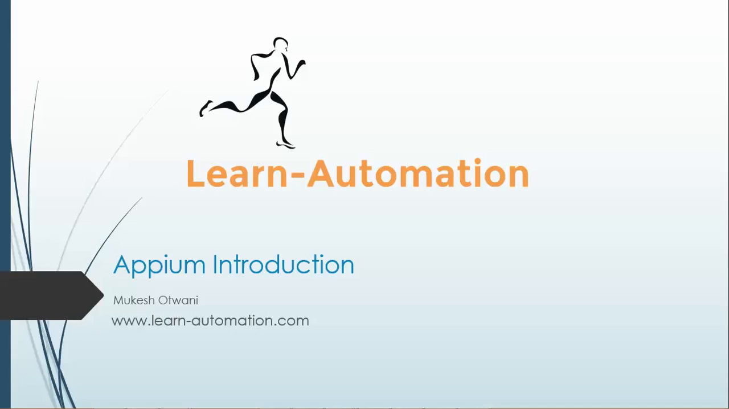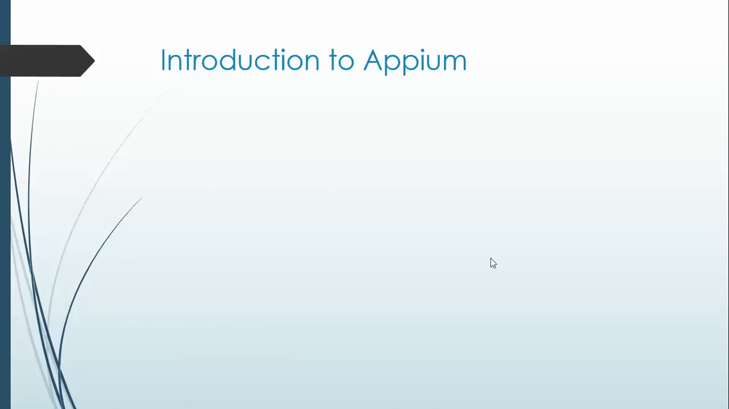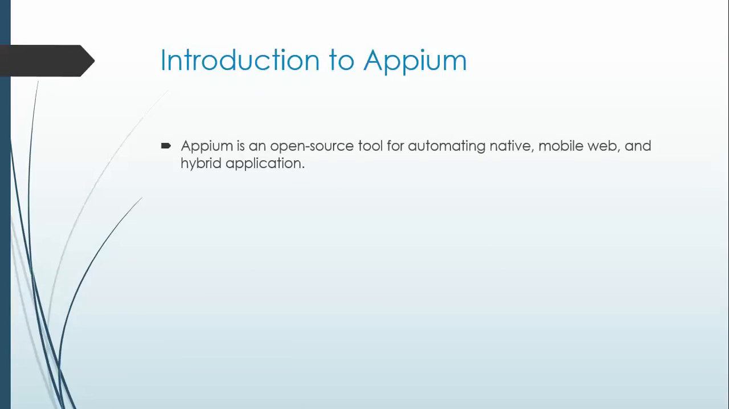There are some other tools as well which support both platforms, Android and iOS, but they are not free. But Appium is completely free and it will allow you to automate almost every kind of application. So, a quick history and introduction about Appium. Appium is an open source tool for automating native mobile applications and hybrid applications. What are native and hybrid mobile applications? We will be discussing in the next slide.